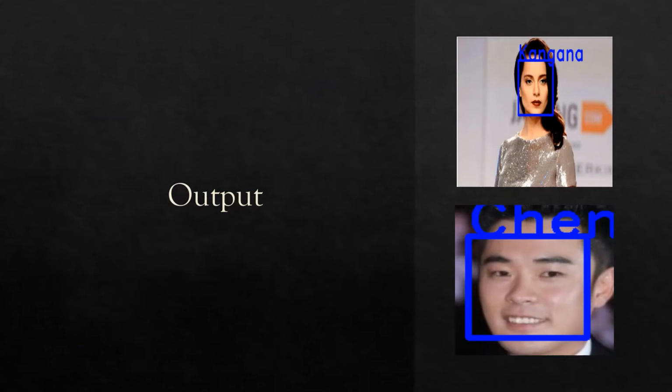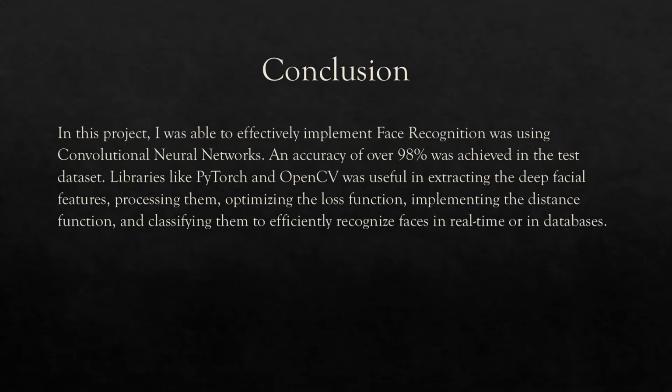Here in the output, you can see two pictures. The blue rectangle which is found helps identify the face. So the convolutional neural networks has correctly identified the face using the features of the image. And using the feature extraction method, it is able to classify it, and the name provided above the square is what it is classified as, and hence the accuracy which is found is 98%. So in this project, I was able to effectively implement face recognition using convolutional neural networks. An accuracy of over 98% was achieved on the test dataset.